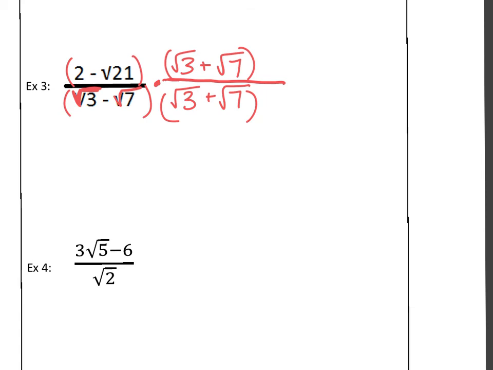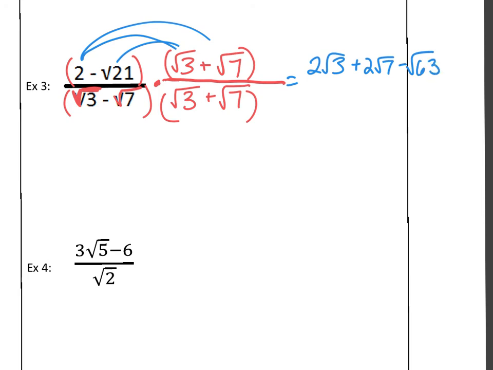Together. So we'll start with the top. 2 times square root of 3. 2 square root of 3. Okay. 2 times square root of 7. Negative square root of 21 times square root of 3. Yep, negative square root of 63. And then we've got negative square root of 21 times square root of 7. Of what? 147. Okay.